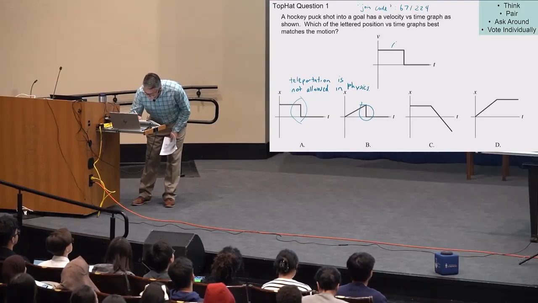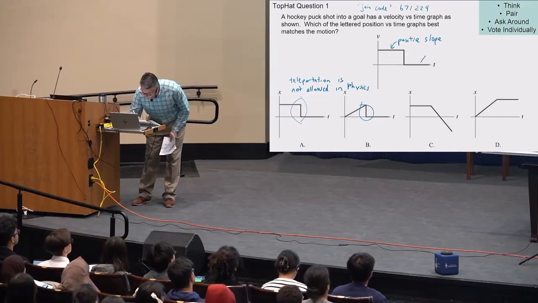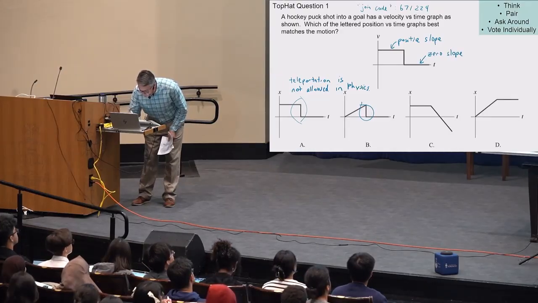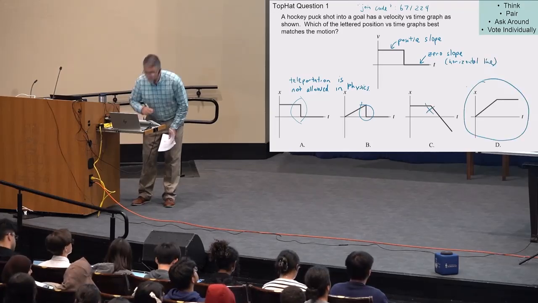So what you've got here is a positive slope, followed by something with a zero slope. So like a horizontal line, right? It's not moving. So it's moving, and then it's not moving, so it's not that one. So I like that one.